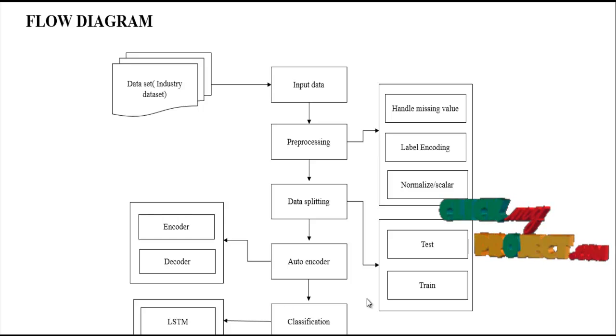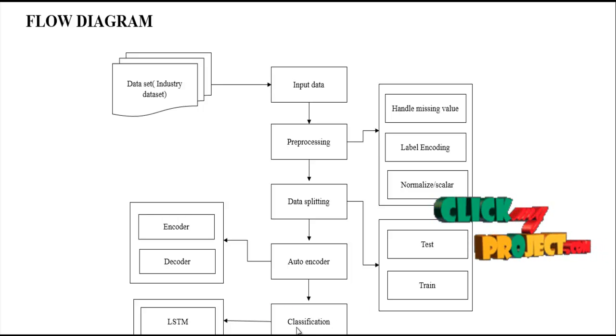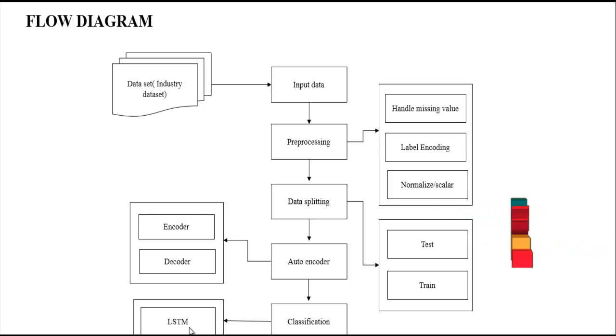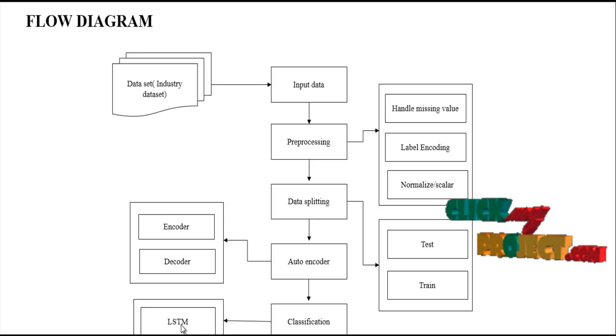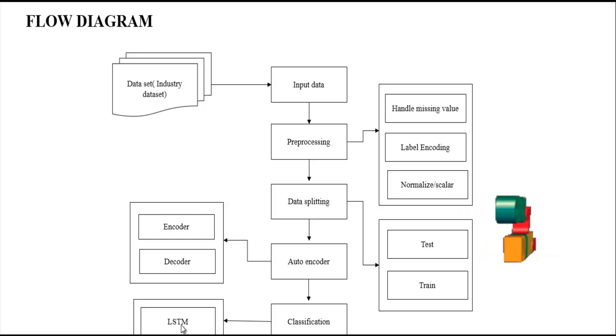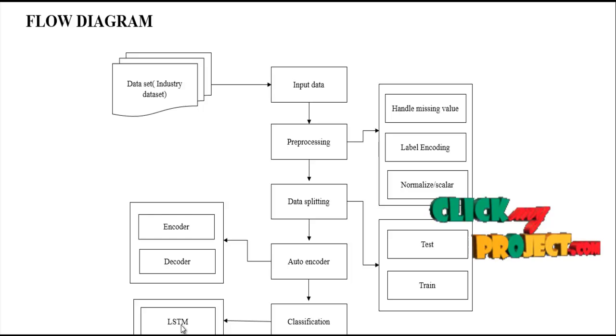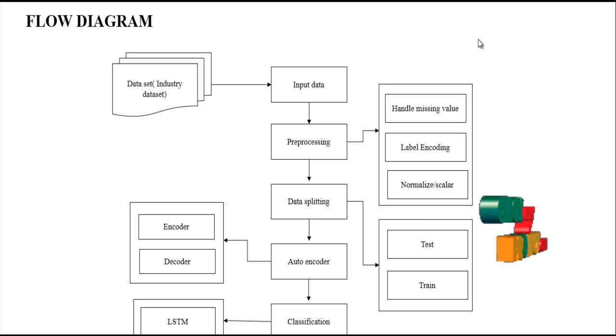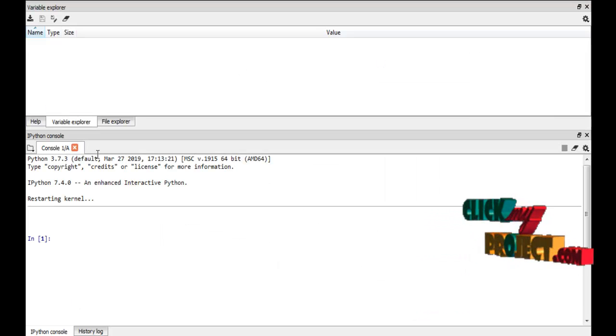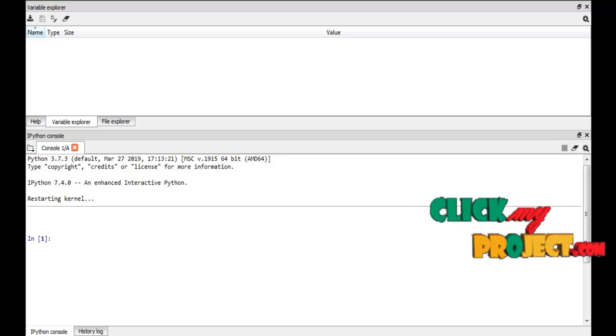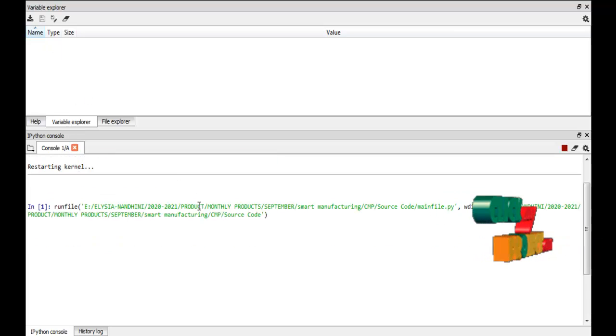After that finally we have to implement the classification algorithm LSTM, long short term memory. Under LSTM we have to find some performance metrics, that is MAE, MSE, and symmetrical mean absolute percentage error. So this is the flow of our process. Now we are going to see our output part.